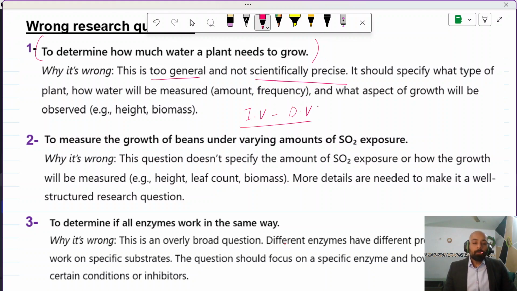Now we have another question: to measure the growth of beans under varying amounts of sulfur dioxide exposure. Again, this question does not specify how much sulfur dioxide exposure and how the growth will be measured. Either you're measuring the height of the plant, the leaf count, the biomass, or the length of the roots, etc. So you need to put in more details in order to make it a well-structured research question.